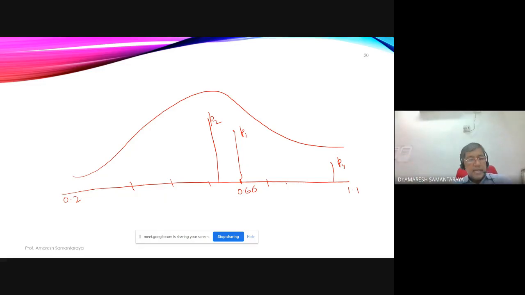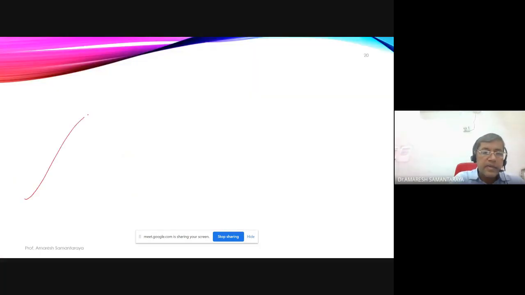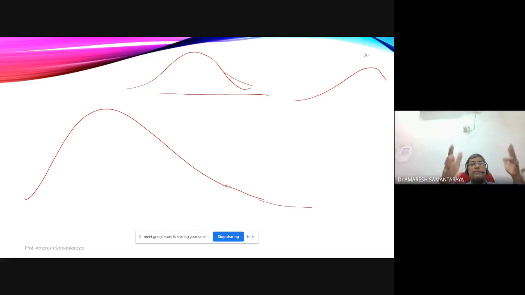This distribution can take any shape, of course. It can be skewed like this, or skewed this way, or it can be normal also. I am not drawing a proper normal distribution. All of you know it's a bell shape curve, and it should be symmetric on both sides. So it could be any distribution. Of course, if it is a normal distribution, you have some comfort, but I'll come to that point later. What comfort you have, I'll come later.